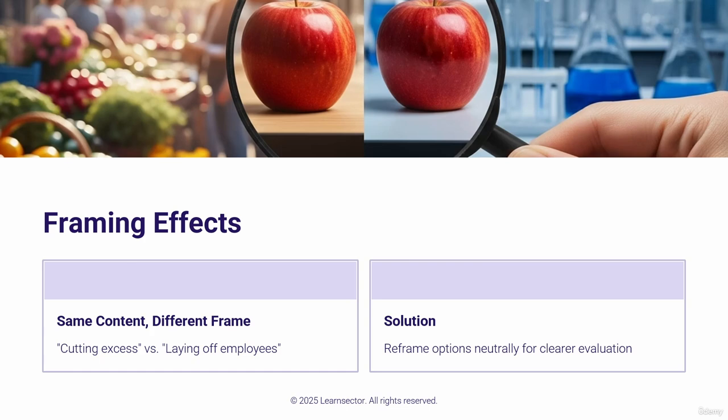Beyond individual biases, strategic decision-making can suffer from framing effects. These occur when the way a problem is presented influences decisions. For example, a proposal to reduce costs might seem more attractive when framed as cutting excess rather than laying off employees. Reframing options neutrally helps teams evaluate them more clearly.